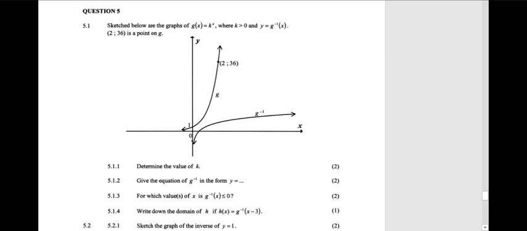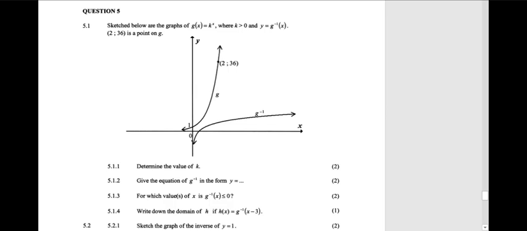As per question 5, we are given the graph g, which is exactly equal to k to the power x, where k must be greater than 0, and the graph y is equal to the inverse of g, that is x. The point (2, 36) lies on the graph g.